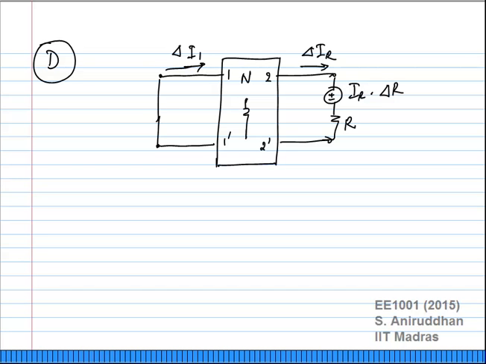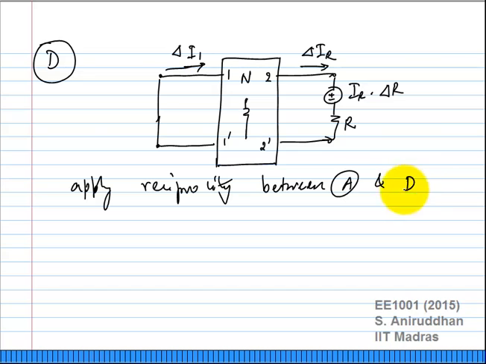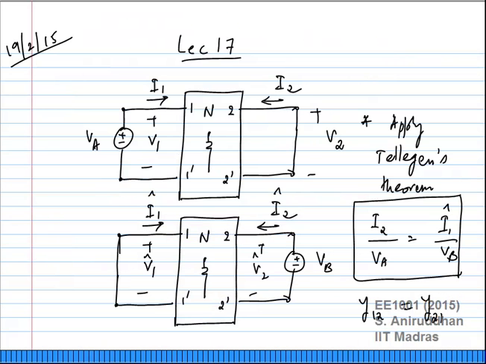Now I am going to apply reciprocity between the cases, between A and D. I said the first case is A, the next case is D. Okay? What will you get? Can you please use this result and tell me what you will get? I have given you the basic result for reciprocity when you have two voltage sources. Can you please tell me what you will get? Use this result on A and D.